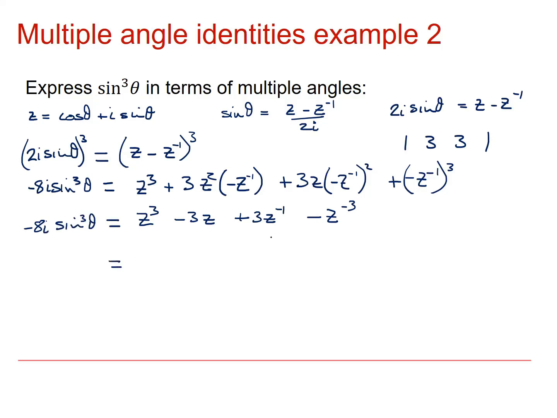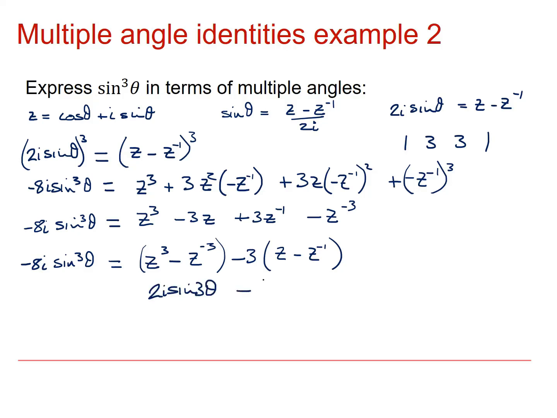Well, again, just rearranging this for a second, I get z cubed minus z to the minus 3. And then I'm going to get minus 3 lots of z minus z to the minus 1. And again, I've still got my left-hand side. Well, if we look at this, I know that z minus z to the minus 1 is 2i sine theta. And I know that z to the 3 minus z to the minus 3 is going to be 2i sine 3 theta. So I've got here 2i sine 3 theta minus 3 lots of 2i sine theta.